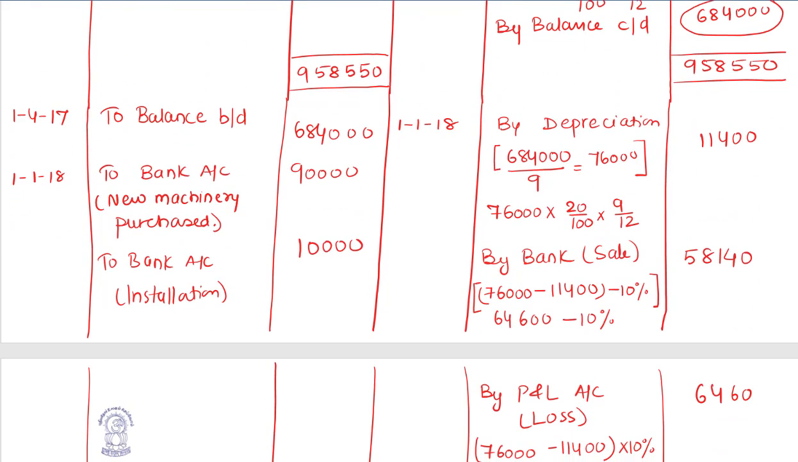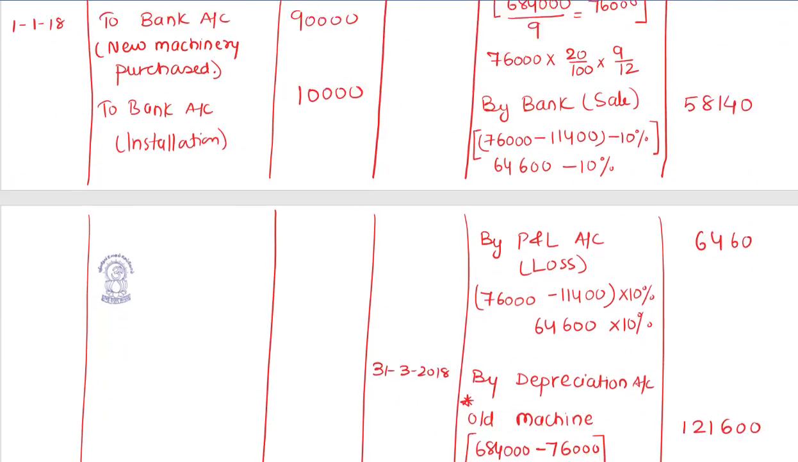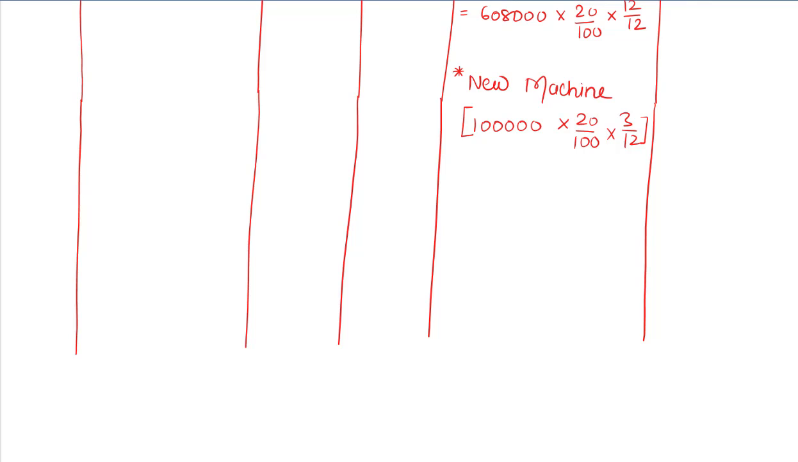So depreciation needs to be calculated for 3 months only, because we purchased the new machine on 1st January 2018. From 1st January 2018 to 31st March 2018, it is only 3 months. So 1 lakh multiplied by 20% multiplied by 3 by 12 is 5,000. Make a total.